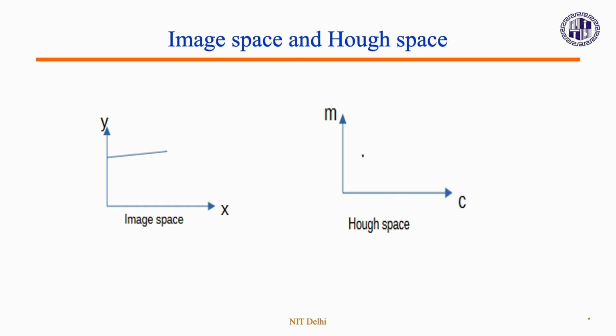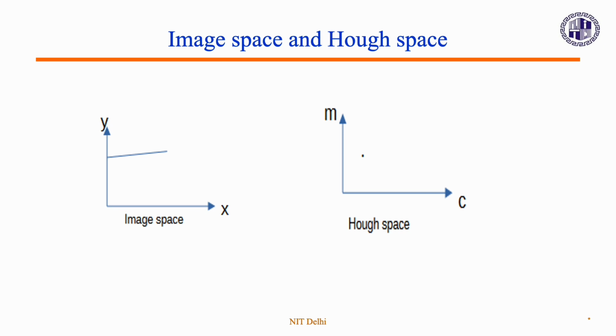This Hough space is a 2D plane that has horizontal axis representing the intercept, or it can be slope, and the vertical axis can be slope or intercept. A line in an edge image is represented in the form of y equals ax plus b or y equals mx plus c, where a or m is the slope and b or c is the intercept.